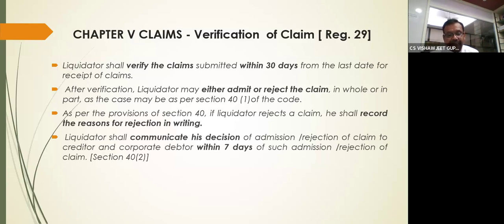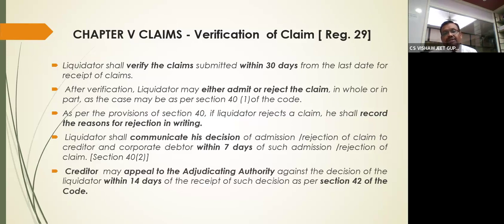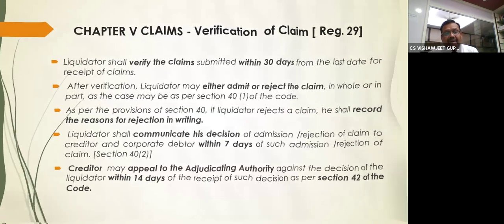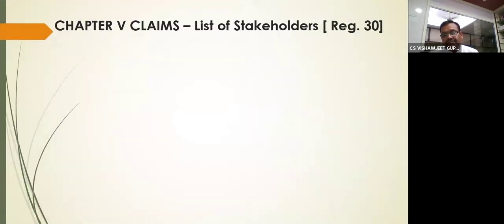Liquidator shall communicate his decision of admission or rejection of the claims to the creditors and corporate debtor within 7 days. So whether the claim is admitted or rejected, within 7 days from the date of admission or rejection, the liquidator will have to communicate his decision to the stakeholder. Now when the claim is rejected in whole or in part, what will the creditor do? Creditor may appeal to the adjudicating authority against the decision of the liquidator within 14 days of receipt of such decision as per Section 42 of the code. So he can file a petition before the NCLT for getting the claim approved.